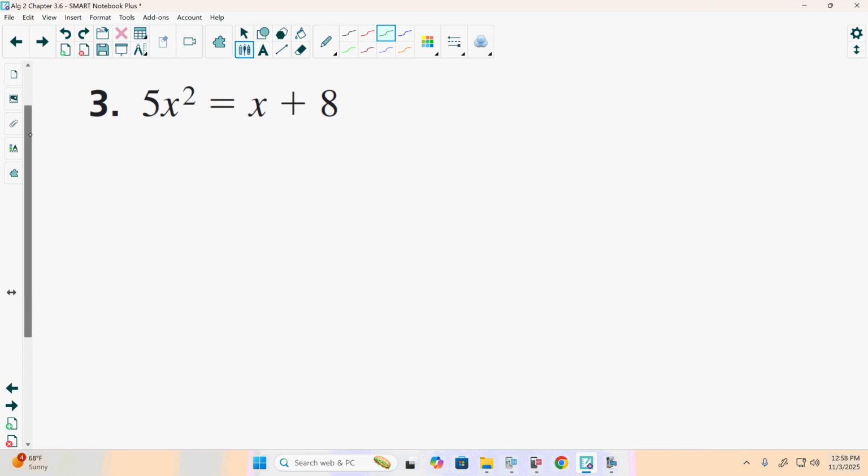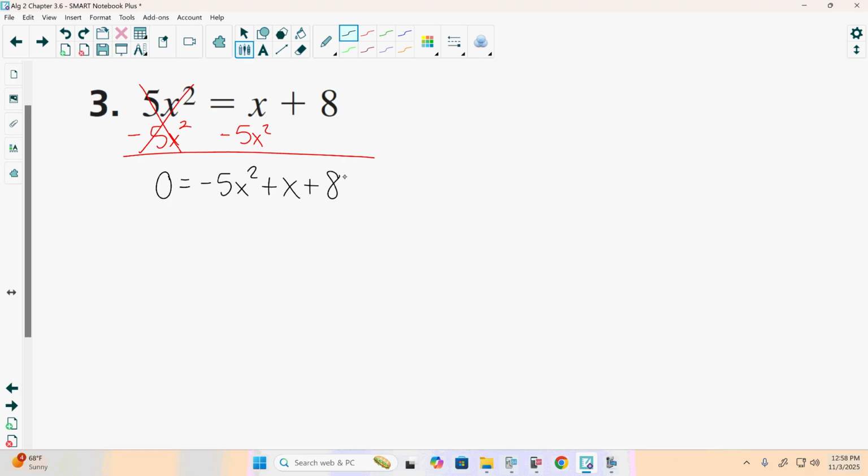5x squared equals x plus 8. What do we need to do first? We need to get this equation equal to 0. What can we do first to get it equal to 0? We can subtract 5x squared. 5x squared minus 5x squared is 0. We'd have negative 5x squared plus x plus 8.